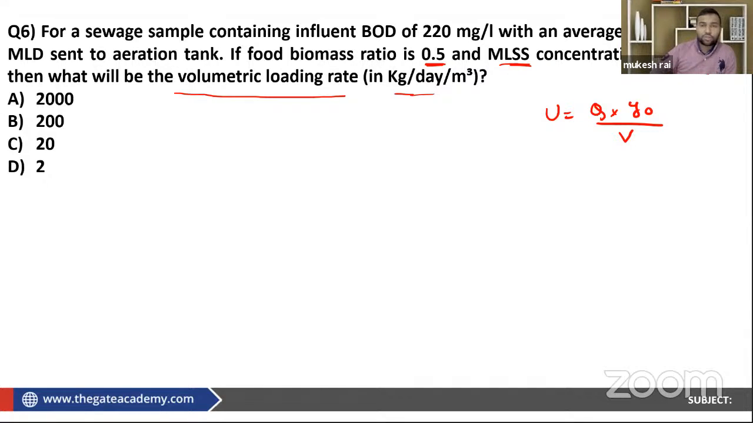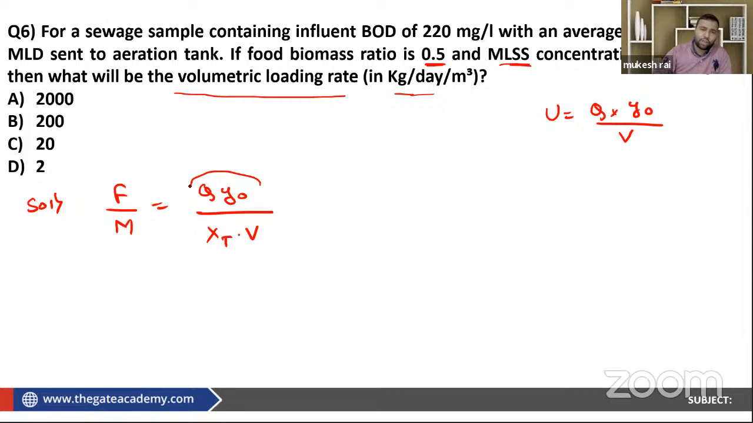Now I will explain this question. Here you need to find the organic loading rate, and only the food to mass ratio is used here. Now what is the formula of food to mass ratio? That is the F by M ratio. Firstly, it will be equal to Q into Y naught upon XT into V. That is the formula of F by M.